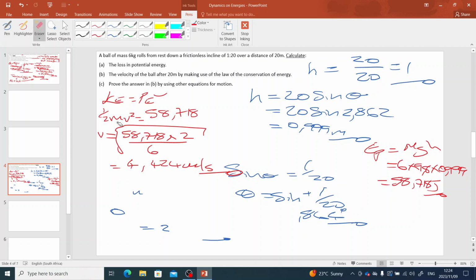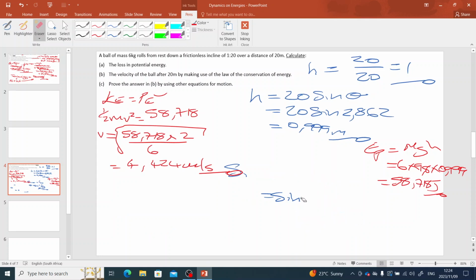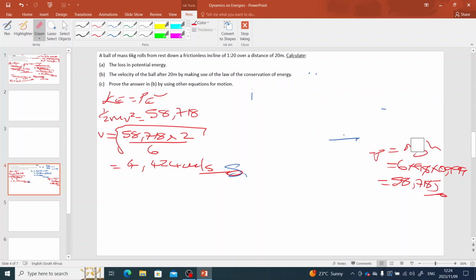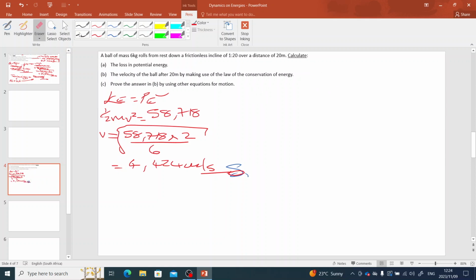Then the last question here, they want us to prove. What is it that they want us to prove? Prove the answer in B by using the equations of motion. They want us to use the equation of motion to prove our answer 4.42 if it is correct. Now, using the formulas of motion, this is the formula that we can use to determine that.